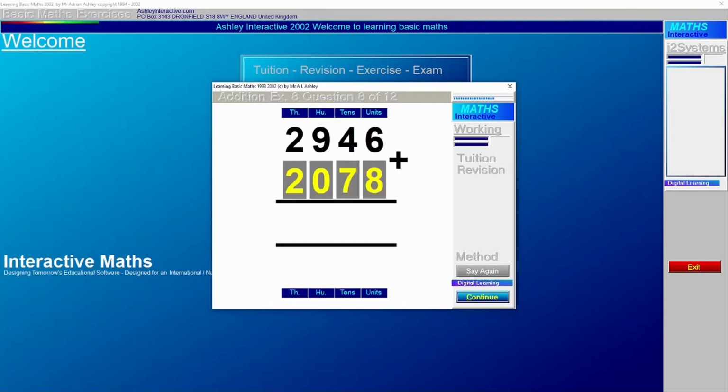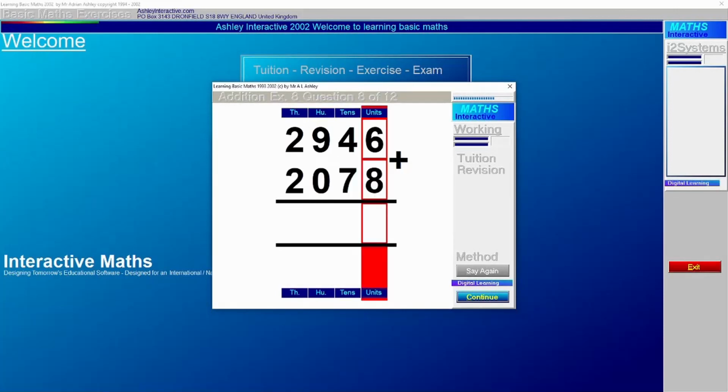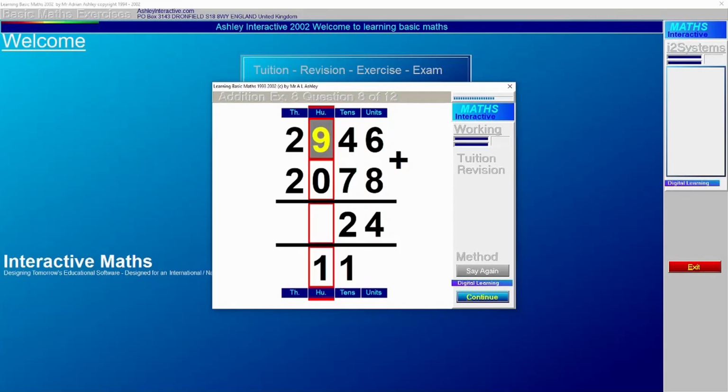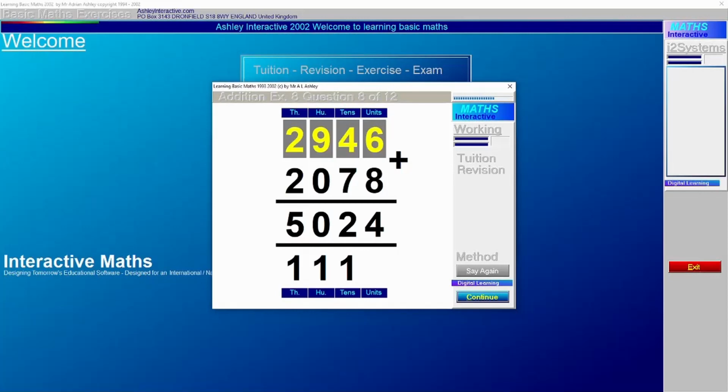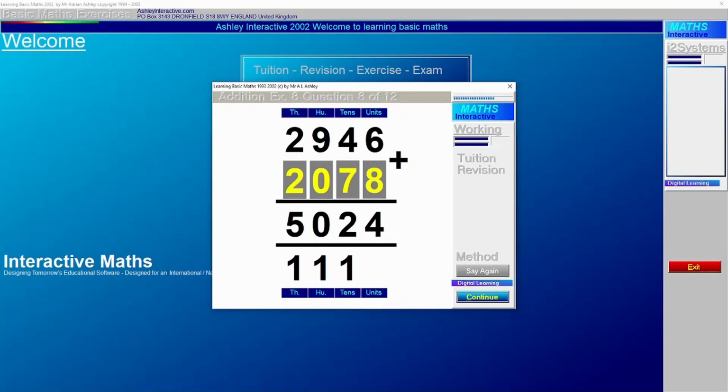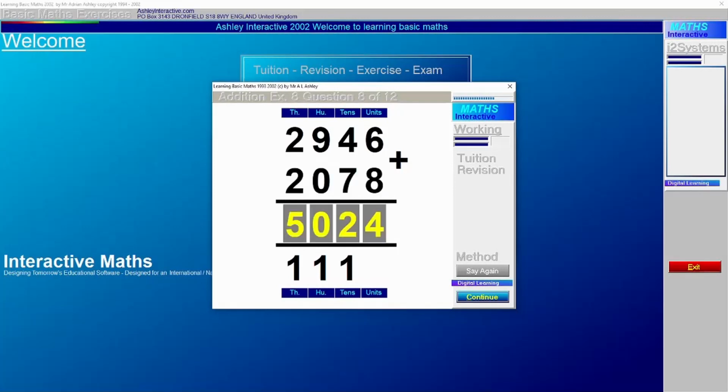2,946 add 2,078. Adding up the units column. 6 add 8 is equal to 14. 1 carried to the tens column. 4 adding up the tens column. 4 add 7 add 1 is equal to 12. Carry 1, 2. 9 add 0 add 1 is equal to 10. 1, 0. 2 add 2 add 1 is equal to 5. 2,946 add 2,078 is equal to 5,024.